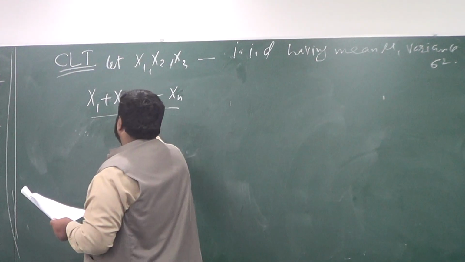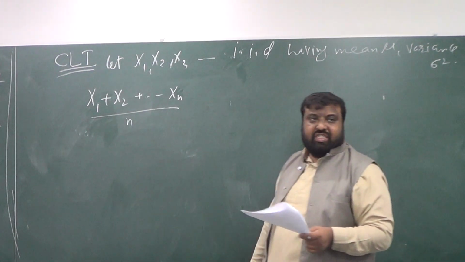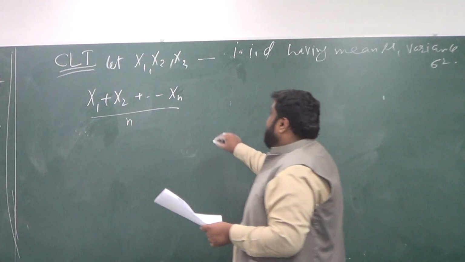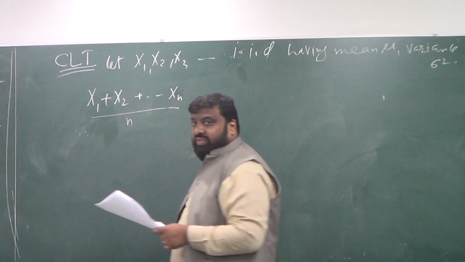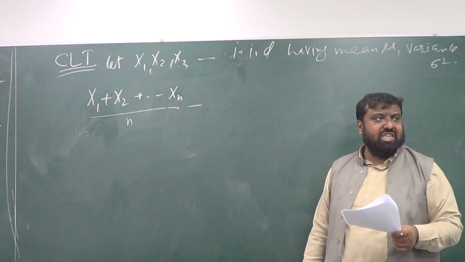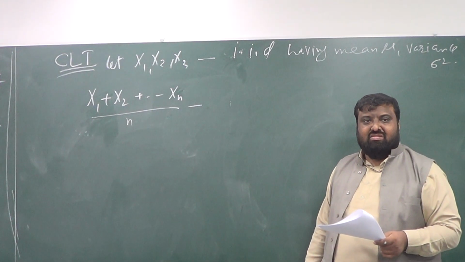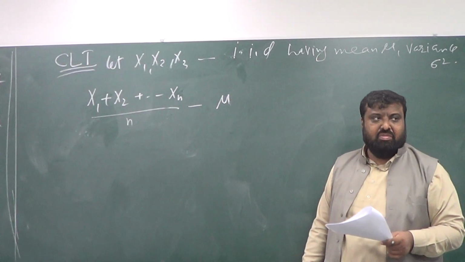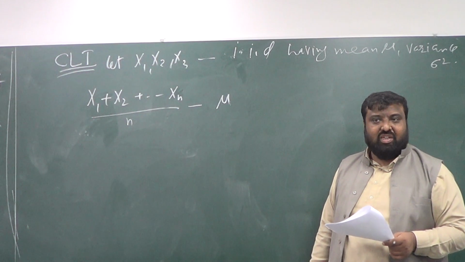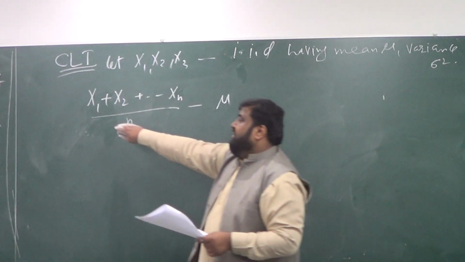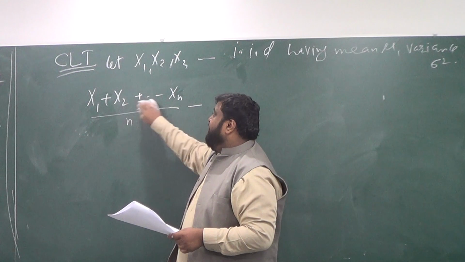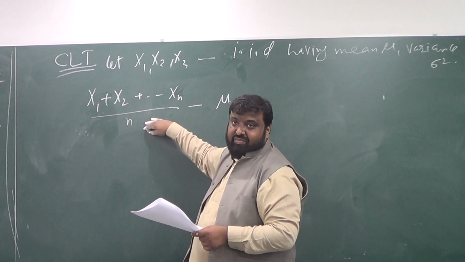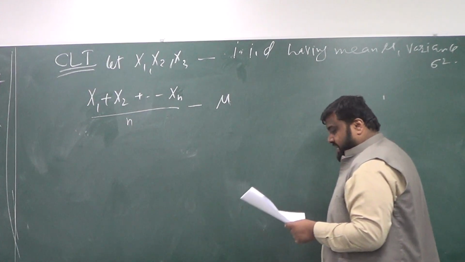Take this average of, say, the first n terms of this sequence. Subtract its mean. What would be the mean of this? Can you guess? So it must be mu. Think about it. The expectation of x1, x2, x3, so n times mu divided by n, so it's mu basically.